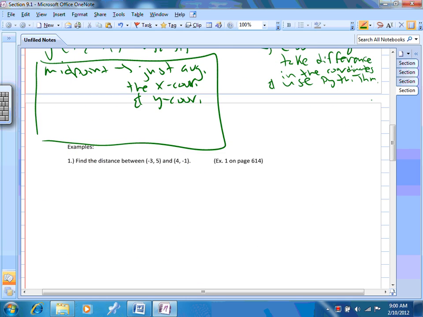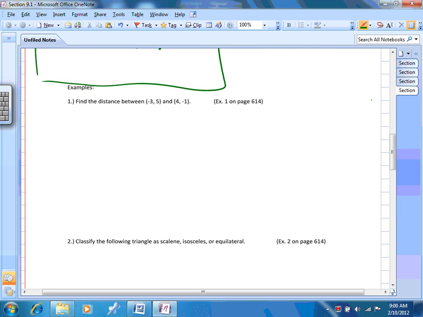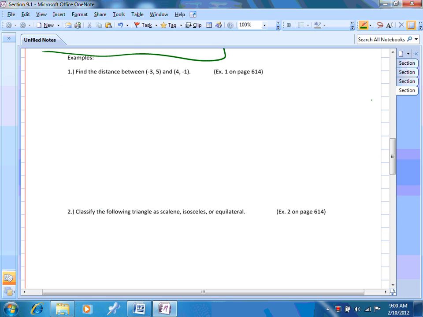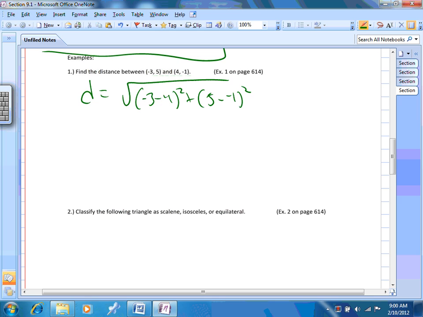All right, so these examples should be pretty easy. Find the distance between -3, 5, and 4, -1. So you can do this. Subtract the x values, square them, and subtract the y values and square them. That's all. So what do you guys get when you do that?